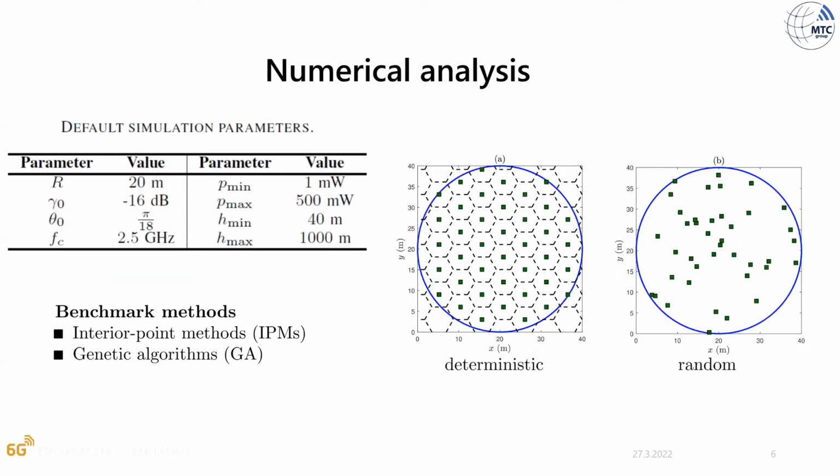Regarding the numerical analysis, we will analyze two different scenarios. One is a deterministic or cellular-like deployment, and the other one is a random deployment. We have two benchmark methods. One is an iterative method, and the other one is a genetic algorithm. These are intended for solving the original problem without any transformation.